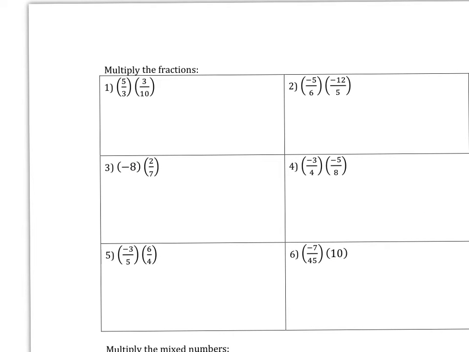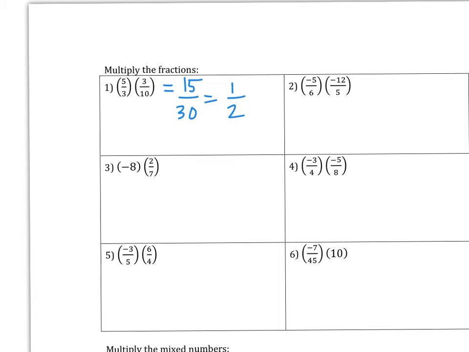Now for some examples of multiplying fractions. Number 1, so like I had said earlier, we just multiply our numerator straight across. 5 times 3 is 15. Our denominator straight across, that's 30. That reduces down to 1/2.